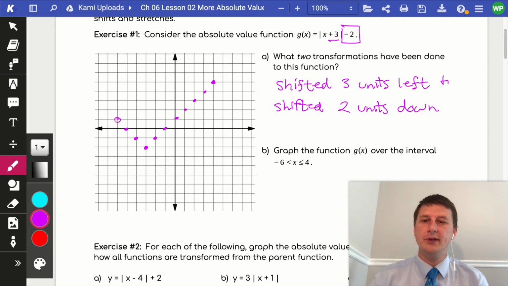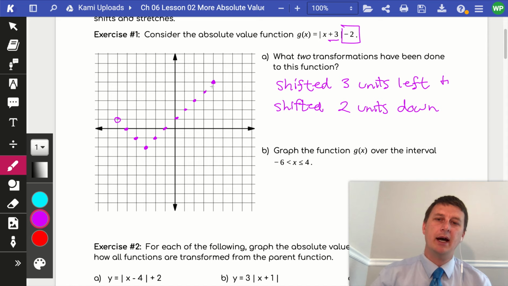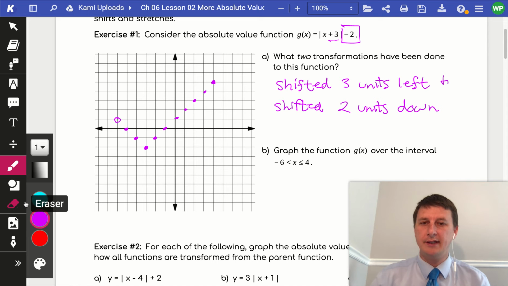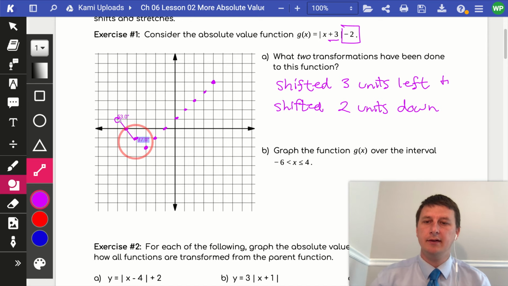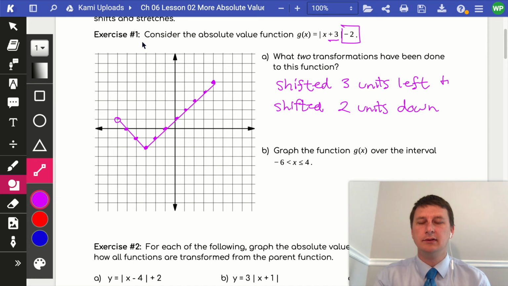Now that I have my open circle on the left constraint of my interval and my closed circle on the right side of my interval, now I could connect these points with a nice solid line from the open circle to the vertex, and then from the vertex to the closed circle. So there we have the graph of g of x over the interval from -6 is less than x is less than or equal to 4. And again, that is the absolute value graph that is shifted 3 units left and 2 units down from the parent function.